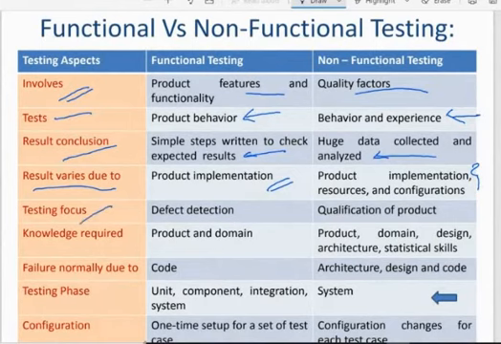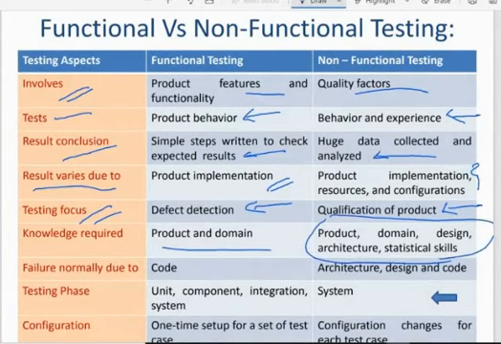In this case, my focus will be on defect detection, and my focus will be on the qualification of a product. Qualification means whether I'm meeting all those compliances or the points which were jotted down by the end user in the SRS documents. Here I need to have an idea about the product and the domain. Here I need to have an idea about so many things, like product, domain, design, architecture, statistical skills, and so on and so forth.